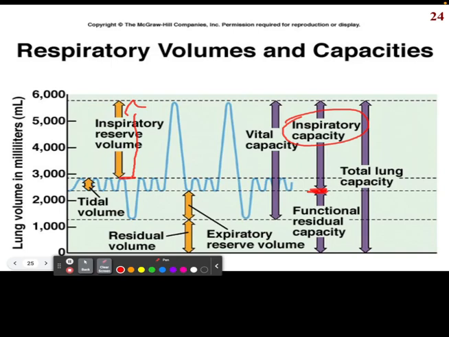Then you also have total lung capacity right here. Total lung capacity is how much is total in your lungs. That's pretty nice. It's self-explanatory. What's the maximum amount of air that you can have in your lungs at one time?